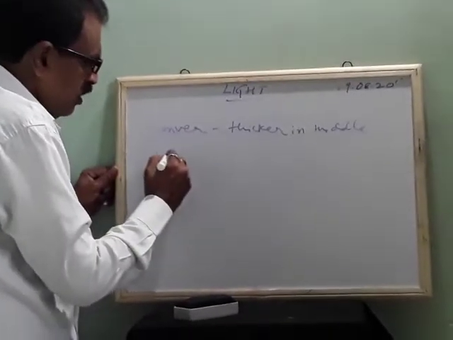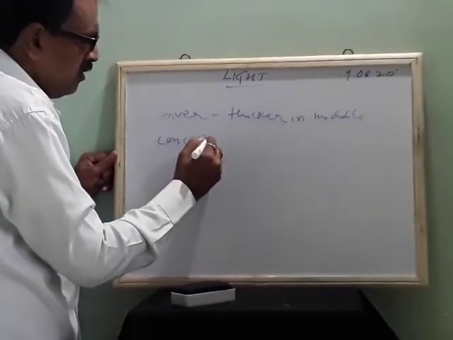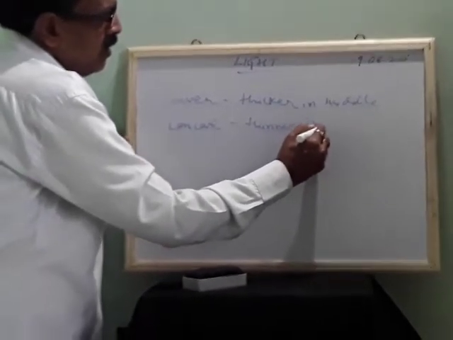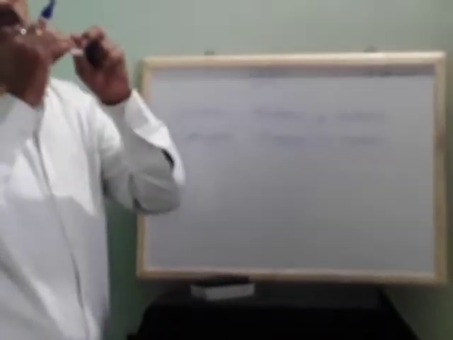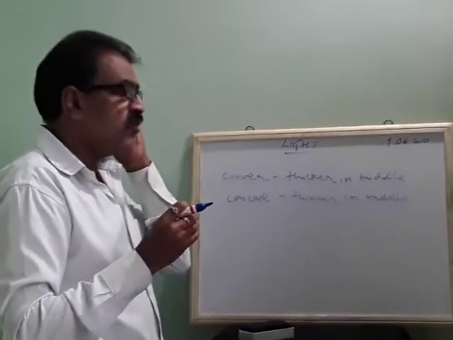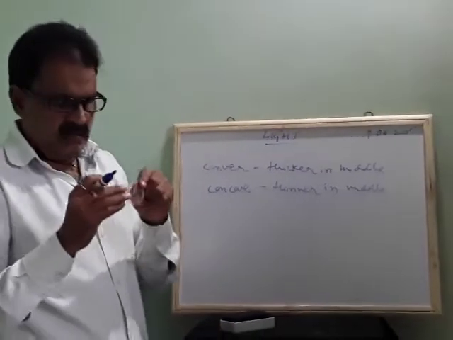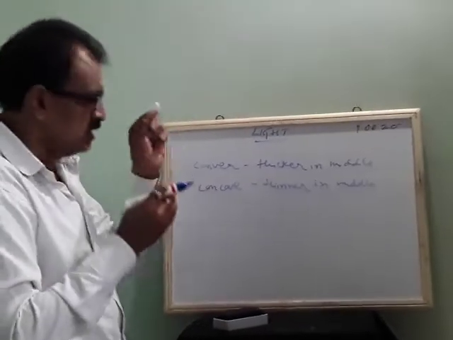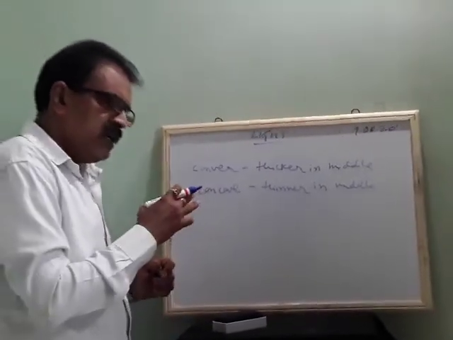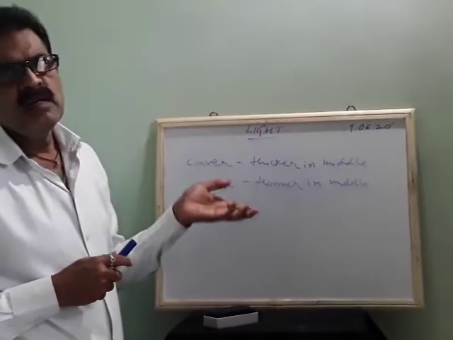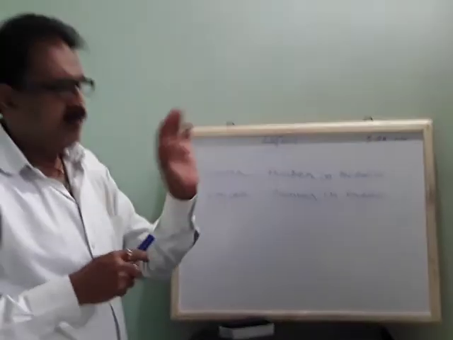Okay. So concave mirrors are usually thinner in the middle. In a convex mirror, the middle part will be thicker, and the outer part will be thinner. But in the case of a concave mirror, the middle part is thinner and the outer layer is thicker. So this is the reason why different images are formed by a concave or convex mirror.